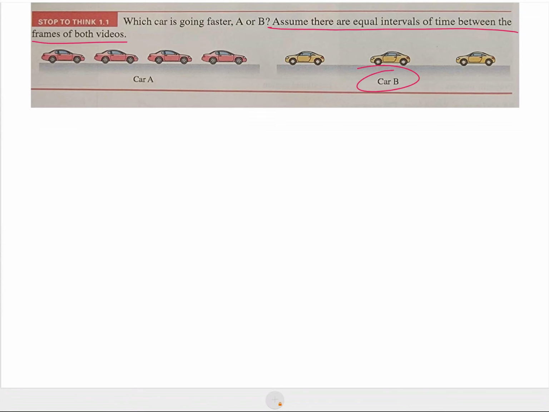How do we know? There's a bigger gap, a bigger space between here than there is between here. There are equal intervals of time between the car's pictures. Because this car went a greater distance than this car went in the same amount of time, this one covered more ground, which means it went faster. It got farther in the same amount of time than the red car did. Therefore, it is going faster. That's how you explain that. Going faster backwards. So write the explanation down.